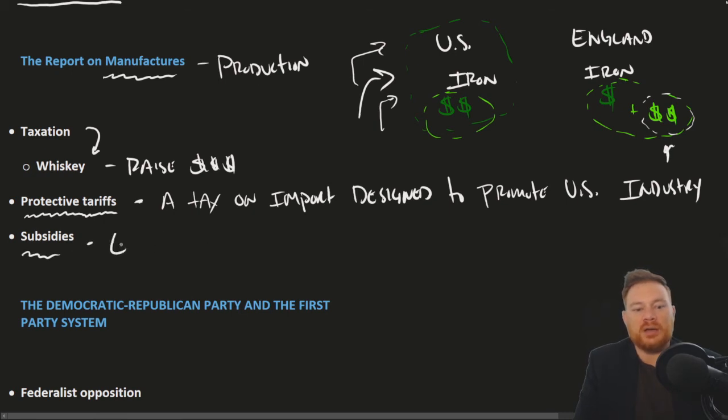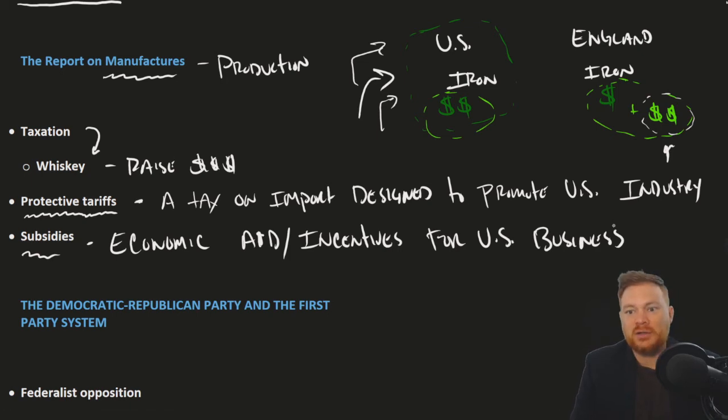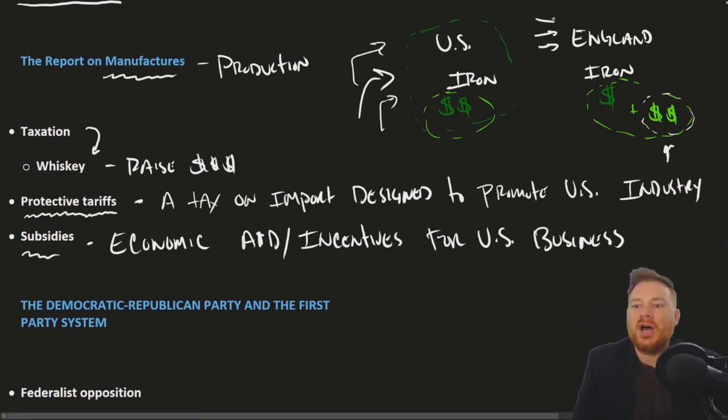This was kind of economic, we'll just call this economic aid, maybe incentives, for U.S. business, right? So, you know, think of Hamilton and the Federalists as being very business-centered, very banking-centered, very much wanting to emulate and copy England, you know, turn the United States into an industrial, financial, trading, kind of urban in some ways, power, in much the same way that the powers of Europe were.